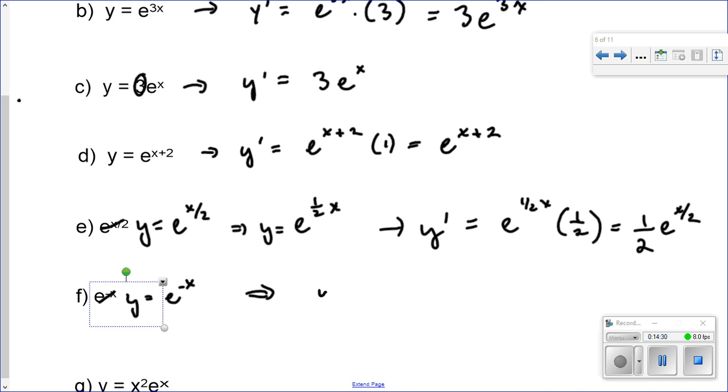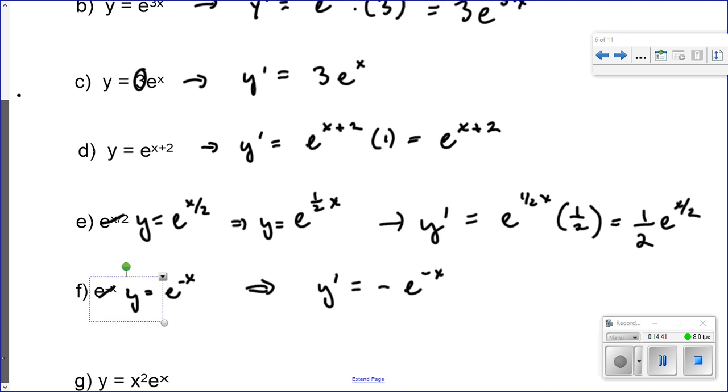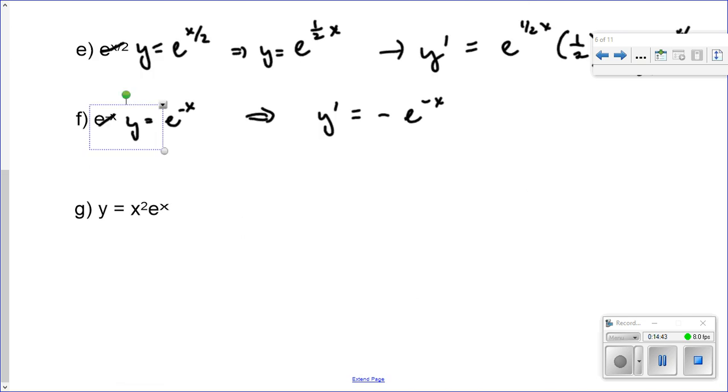Okay, well, it shouldn't be a big deal here. Y prime would be negative e to the negative x. The negative shows up because it's the derivative of negative 1x. Okay, how about the next example here?